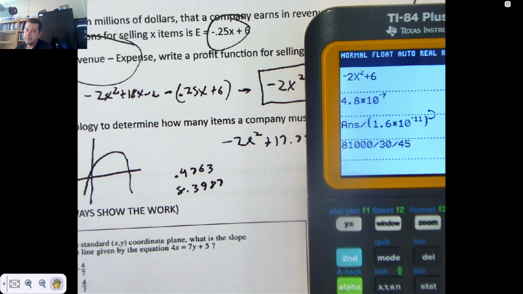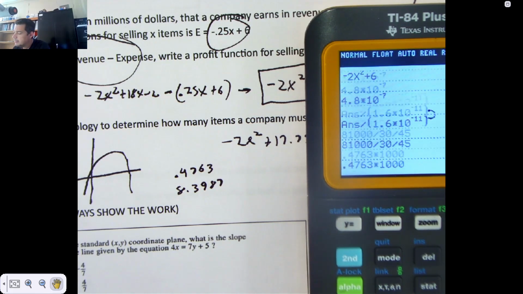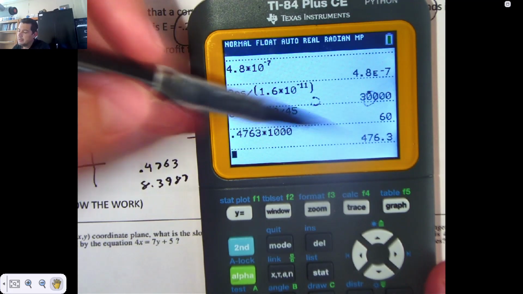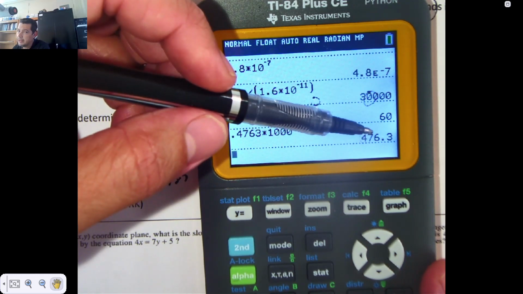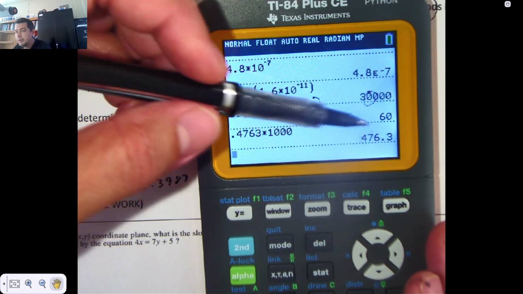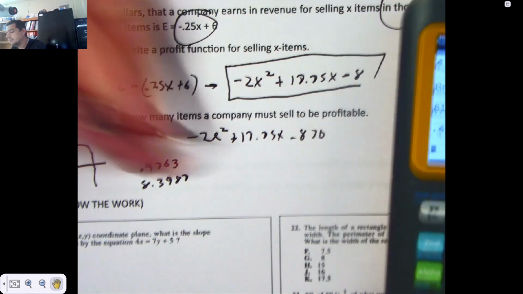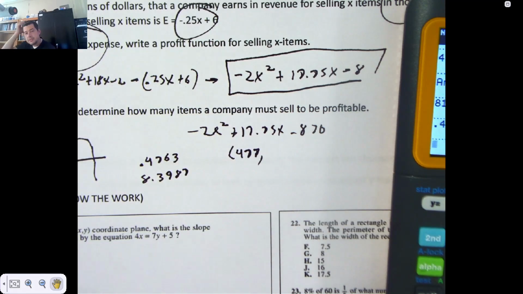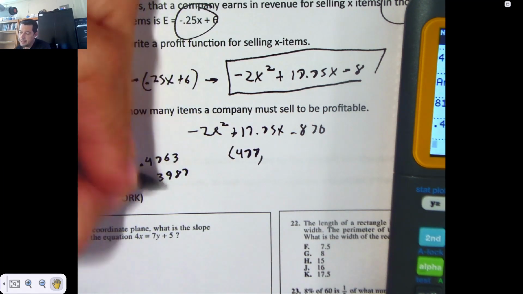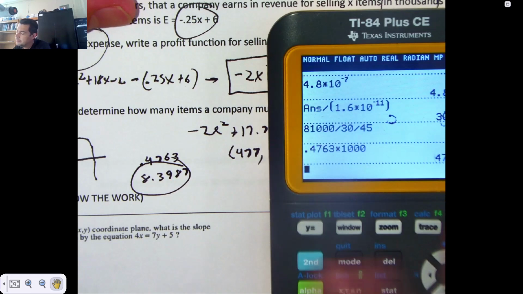Now, I realize some of you are just horrible at math, but 0.4763 times 1,000 is 476.3. 476 would still be a loss. If you think about that graph, it would be below the x-axis. So we need 477. We start making money at 477 units, and we stop making money here.